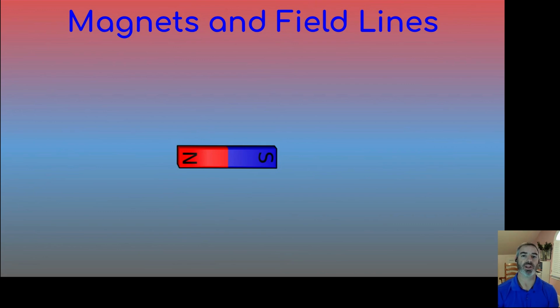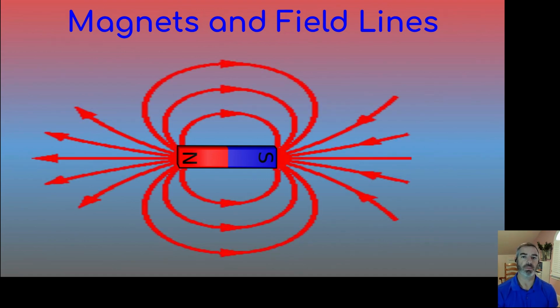A bar magnet has a north and a south pole. This is called a magnetic dipole, much like an electric dipole, where we have a positive and negative charge. If we draw the field lines coming from the magnet, the field lines come out of the north pole and into the south pole, much like an electric dipole. So a magnetic dipole has a north and south pole where the field lines point, as we see.